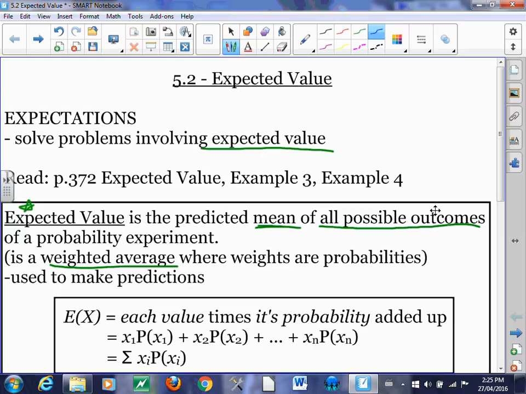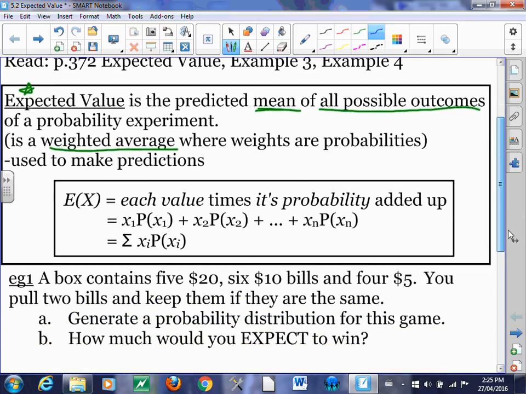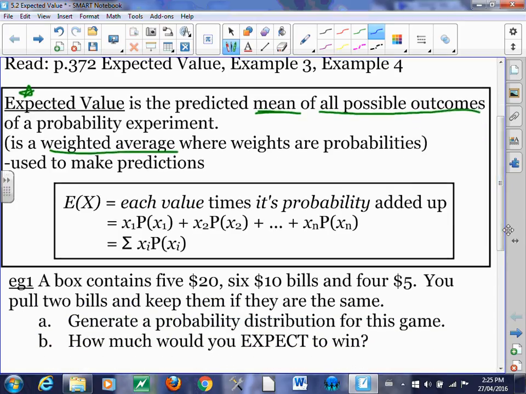Taking a look at your formula, which is on your formula sheet, capital E means expected value of the random variable. Each value times its probability is added up. Remember the summation sign means to add. X sub i means each data point times the probability of that corresponding data point.